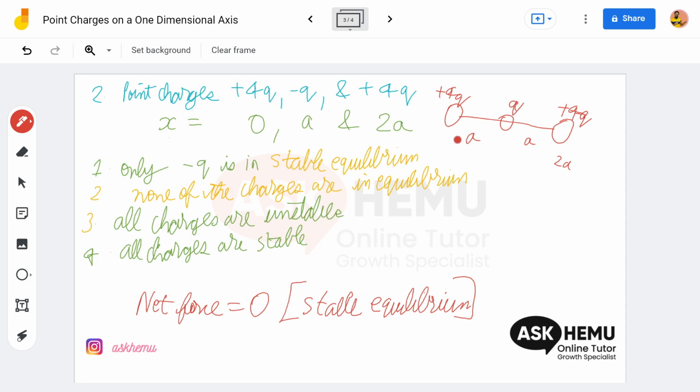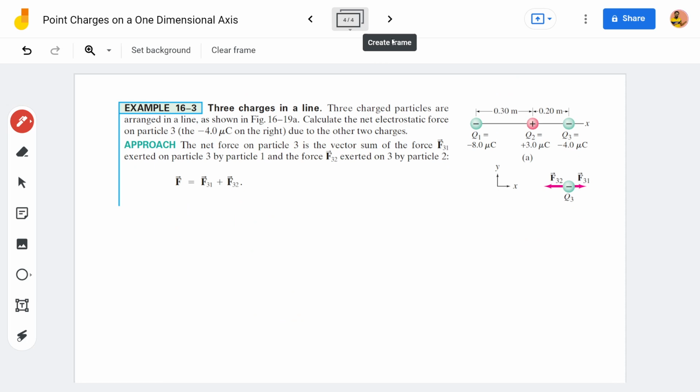We can pick any of the charges available to us here. Since we have three charges A, B, C, I can just find the net force on any charge. I can find the net force on A, and the net force on A will simply be F of AB plus F of AC. So that is going to be the answer that I am in fact looking for. It's very similar to the problem we did in the last video as well.